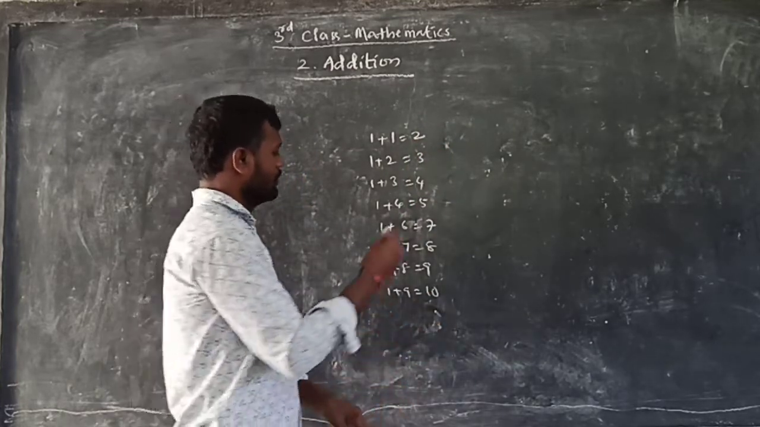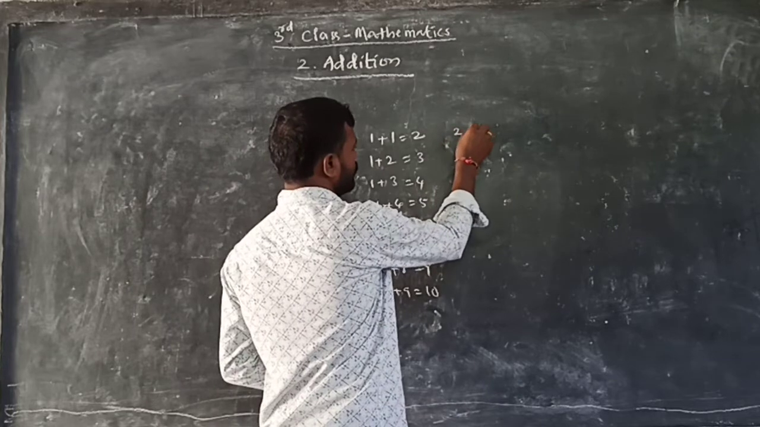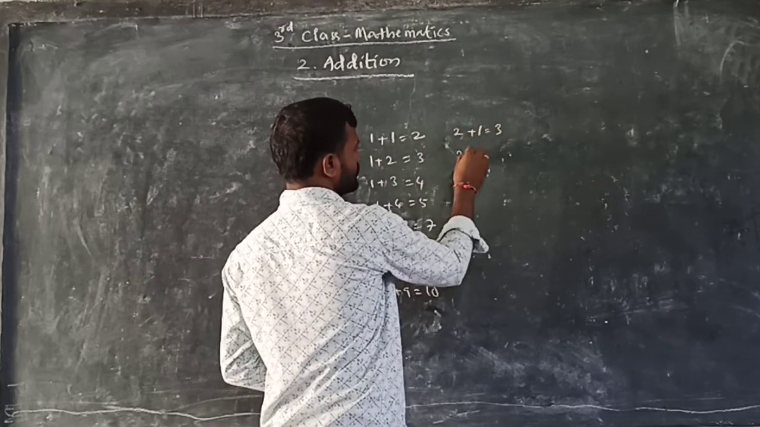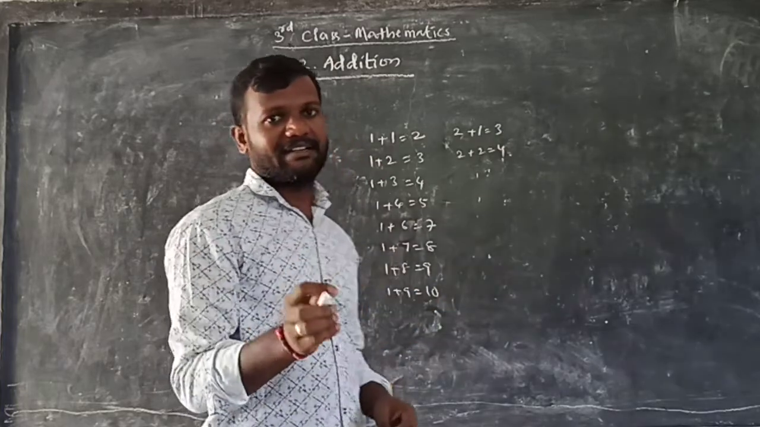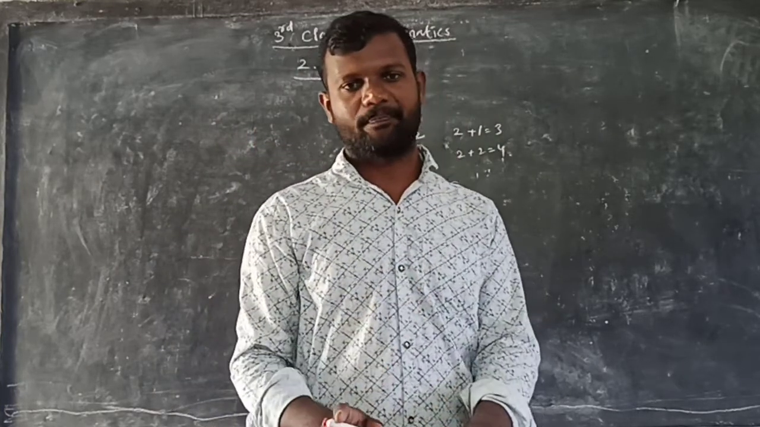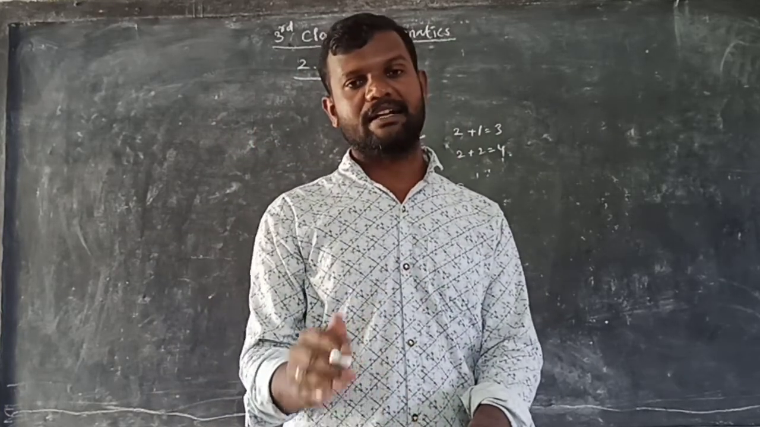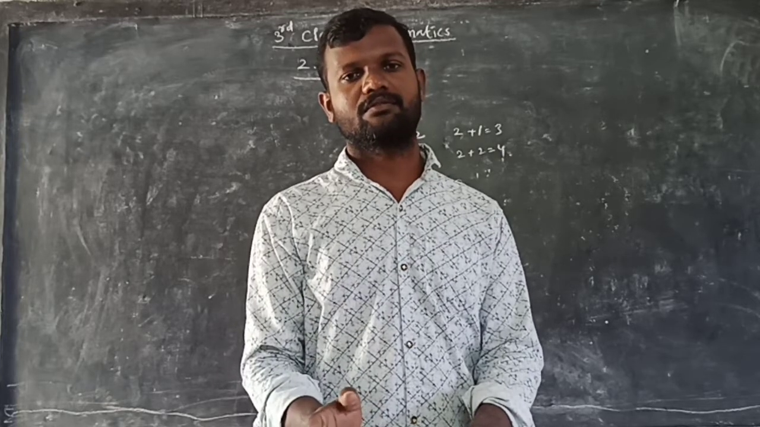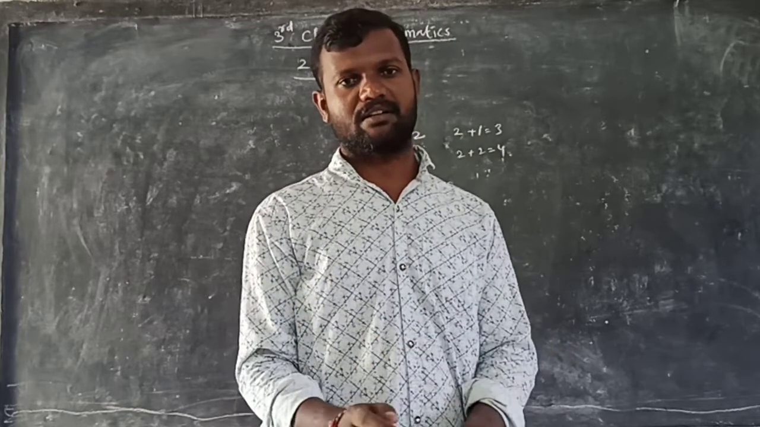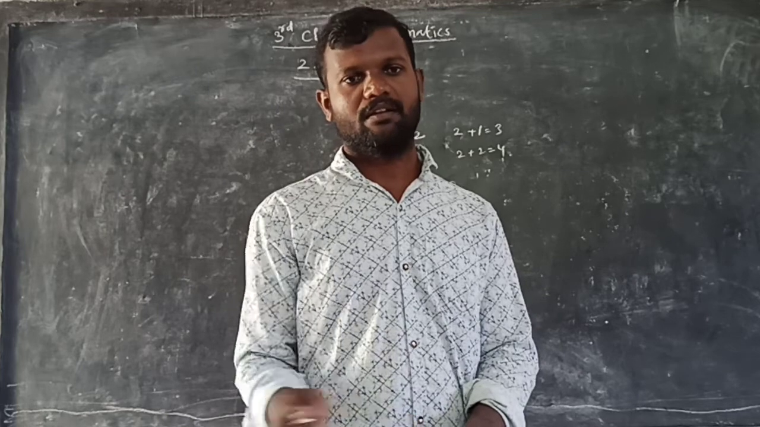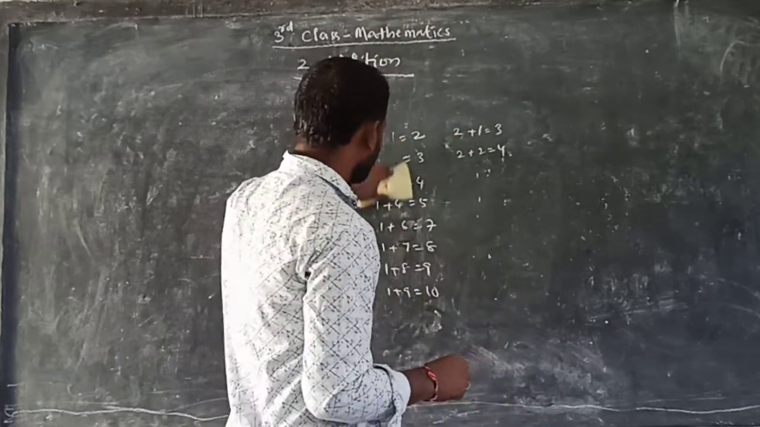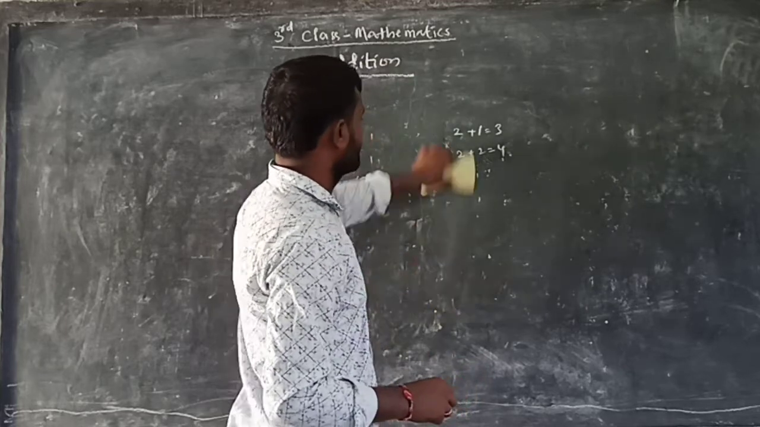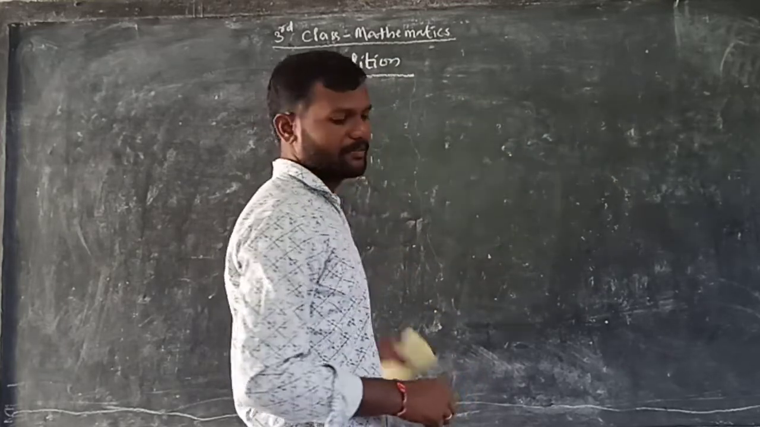Next one, what do you do? 2 plus 1 is 3. Next, 2 plus 2 is 4. In this way, first write these addition tables yourself. After writing the addition tables, what do you have to do? You have to start our topic. Okay? All the children, after writing the tables only, start practicing this chapter, start doing the problems from this chapter.